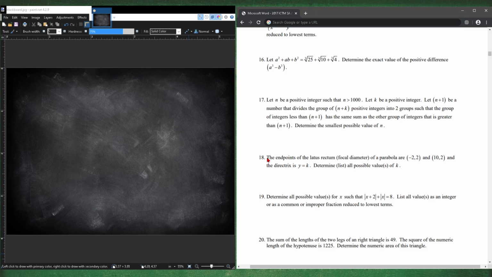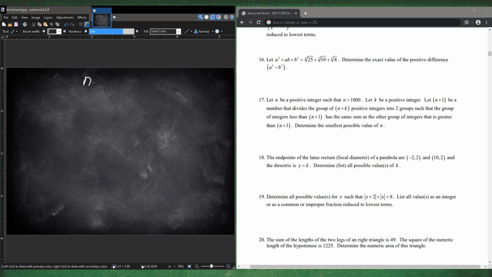17. Let n be a positive integer such that n is greater than 1,000. And let k be a positive integer, so k is greater than 0. And they're both integers. Let n plus 1 be a number that divides the group of n plus k positive integers into groups such that the group less than n plus 1 has the same sum as the group of integers that is greater than n plus 1. Determine the smallest possible value of n.